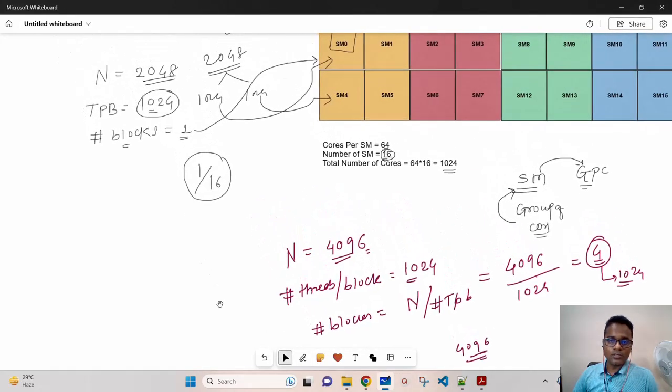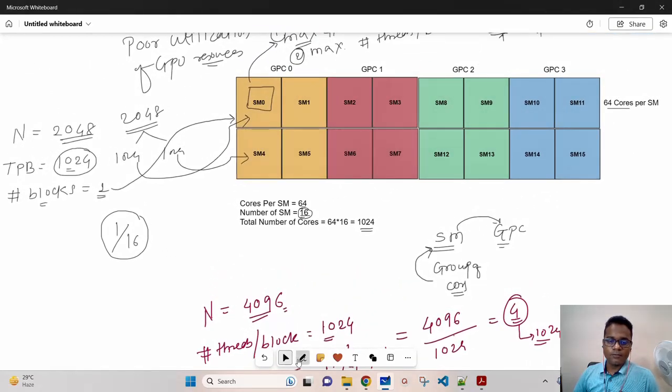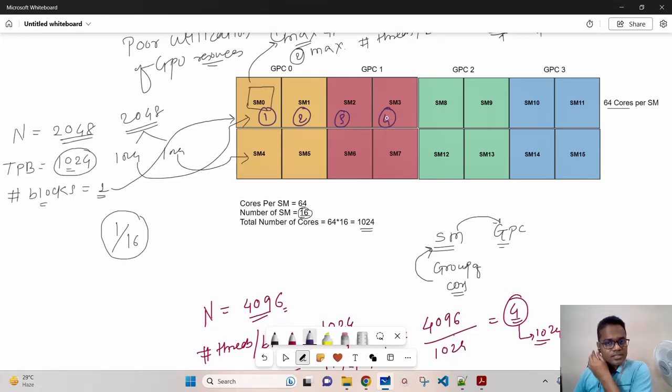Now how will they get scheduled on the streaming multiprocessors? Maybe one of the blocks gets scheduled here, the second block gets scheduled here, the third block here, and the fourth block here, right? So now you can observe that if I increase the number of blocks with respect to the input size, the utilization increases. Likewise, if I go on increasing the input size, say n equal to 10,000, accordingly we will launch approximately 10 blocks, and 10 blocks will be scheduled on 10 different streaming multiprocessors. And this is how the utilization will go on increasing.